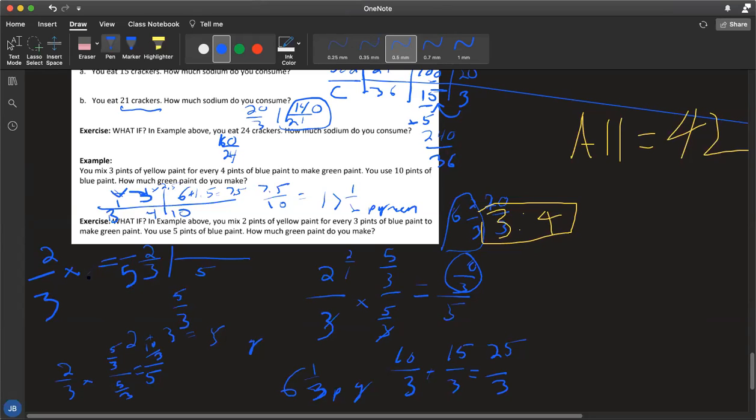And that's only because of the fraction and how the fraction works, right? This is 3 over 1, not 3 over 3, 3 over 1. So when these 3's simplify, I know I can get 5. So that's why I chose 5/3 as my fraction to multiply, because I knew I would get my 5 pints of blue paint.